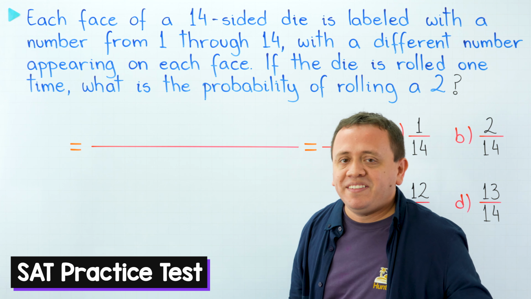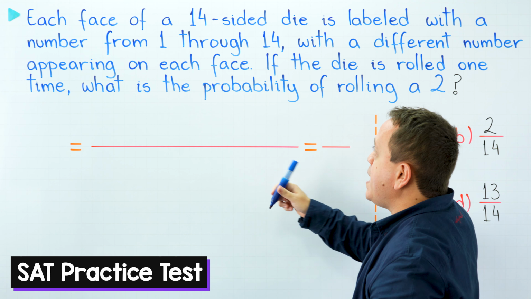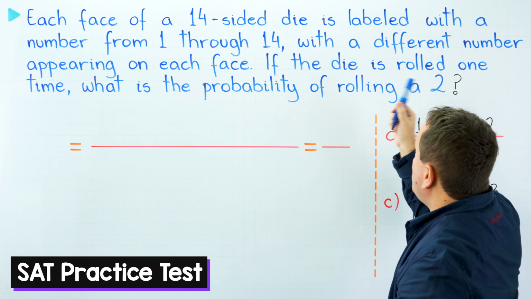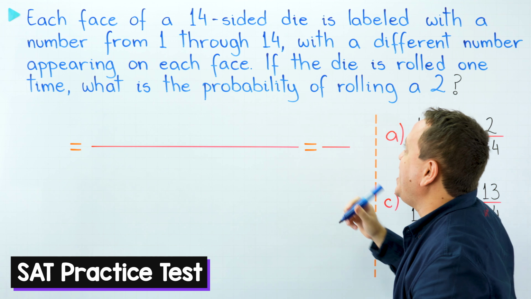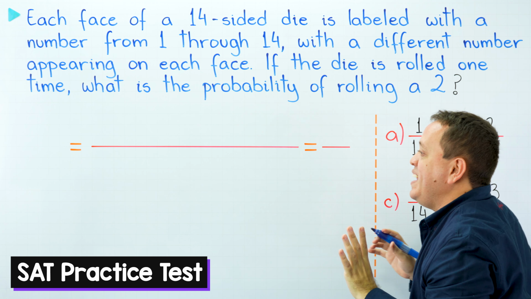Here comes a probability problem. Each face of a 14-sided die is labeled with a number from 1 through 14, with a different number appearing on each face. If the die is rolled one time, what is the probability of rolling a 2?